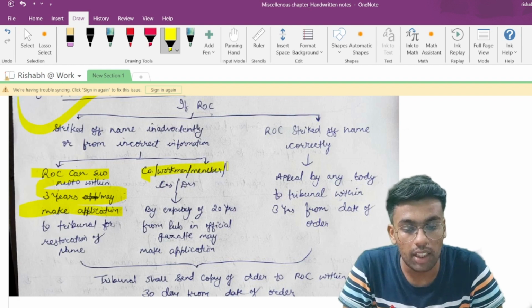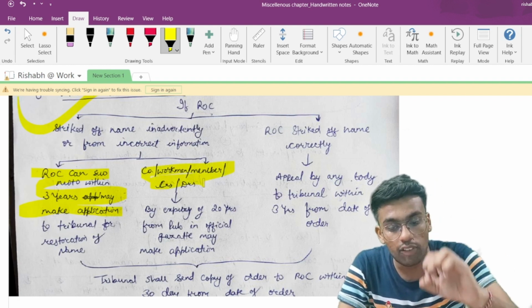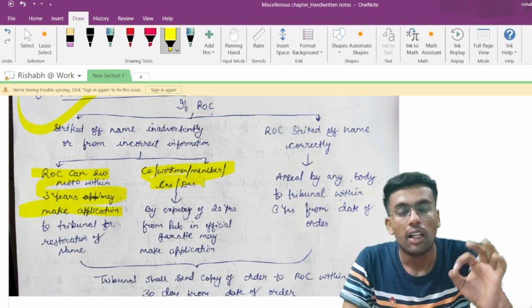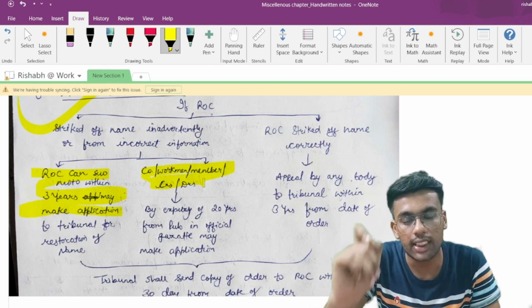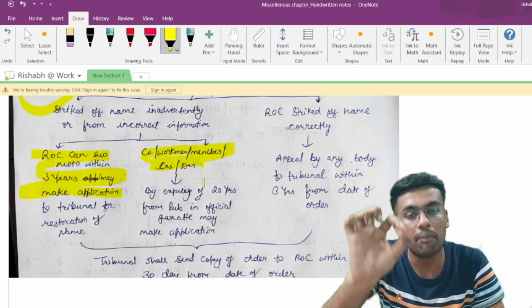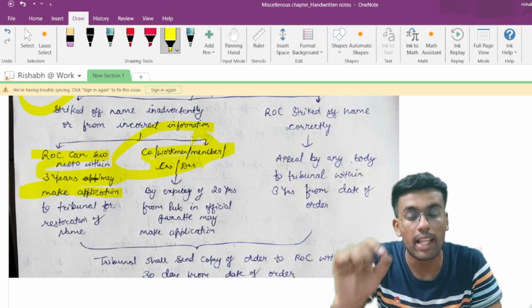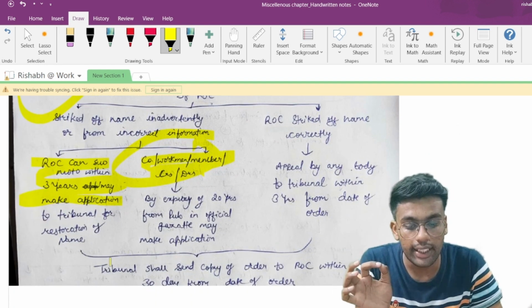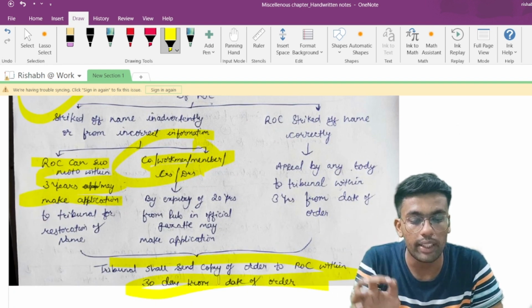But if the company, workmen, members or creditors or debtors, any of them can file an application before the expiry of 20 years from the official announcement of removal of such company in the official gazette. It can be made by any of these 5% members to the tribunal, and the tribunal shall send a copy of the order to ROC within 30 days from the date of the order.